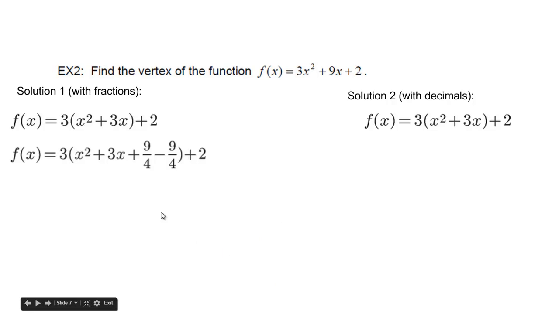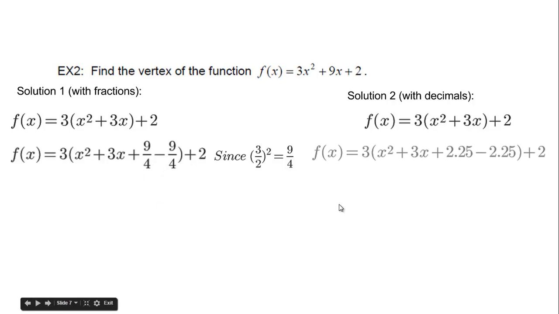You get this number by halving the 3 and squaring it. So if we half 3, we get 3 over 2. And then squared is 9 over 4. So since 3 over 2 squared is 9 over 4, we add 9 over 4 and subtract 9 over 4. Alternatively, you can just do 1.5 squared, get 2.25 in the calculator, and subtract 2.25 right away.